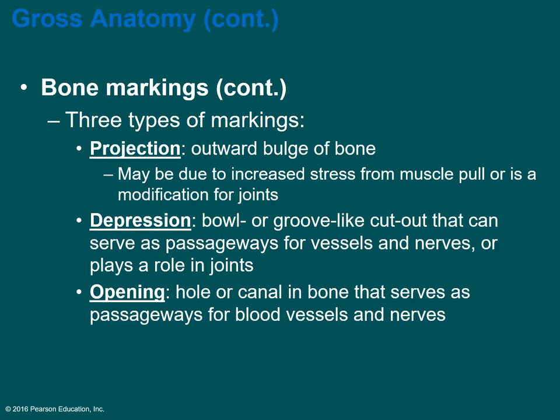You can get some indications, if you find a skeleton, as to the level of activity that individual had by the bone markings. The more pronounced the bone markings are, the more stress, etc., that they probably had, say, on projections. Somebody who was very active athletically would tend to have more pronounced bone markings than someone who was very sedentary. So you can tell an awful lot from a skeleton.